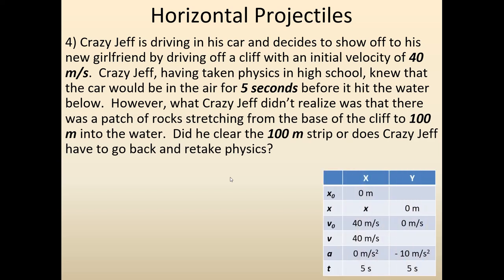So when I make my chart, it's going to look like this. This is all the information that I'm given. From here, I can actually see that I have only one piece of information missing in the x direction, and I have everything else.